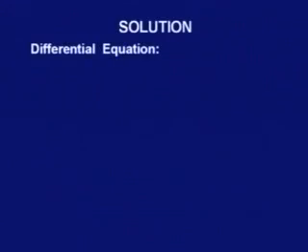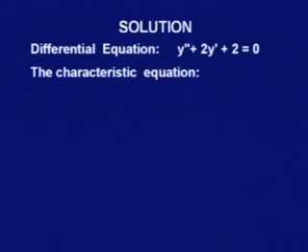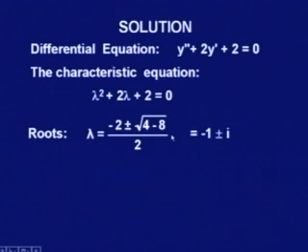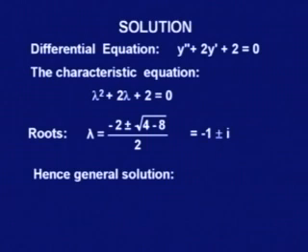The given differential equation is y double dash plus 2 y dash plus 2 y is equal to 0. The characteristic equation would be lambda square plus 2 lambda plus 2 is equal to 0. Its roots, again we will find from the formula directly: minus 2 plus minus square root of 4 minus 8, by 2. Again we see this discriminant is negative. So we will get the complex roots minus 1 plus minus i, that is minus 1 plus i and minus 1 minus i.